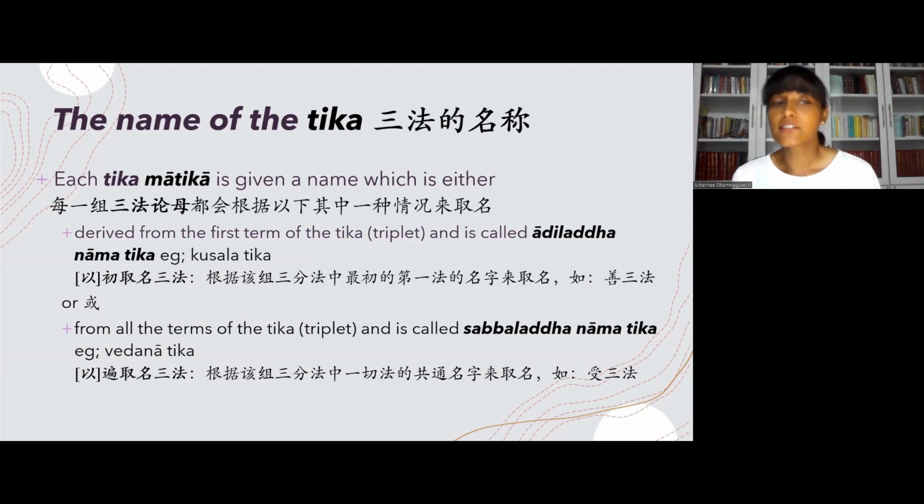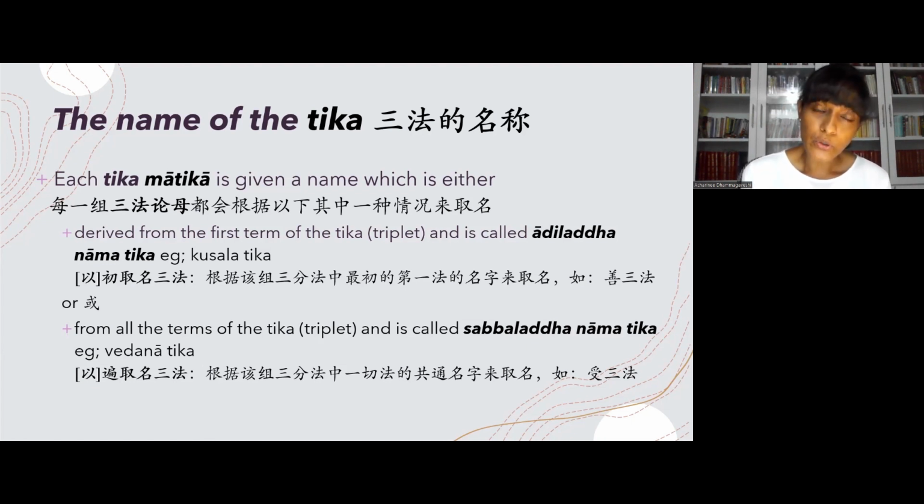So each Tika Mātika is given a name. It's either derived from the first term of the relevant Tika or triplet, and that is called Adiladda Nama Tika. An example would be the Kusala Tika, because the name is originating from Kusala Dhamma, which is the first term of that triplet. The other way a name is obtained is from all the terms of the Tika triplet, and that is called Sabbaladda Nama Tika. An example for that is Vedana Tika.